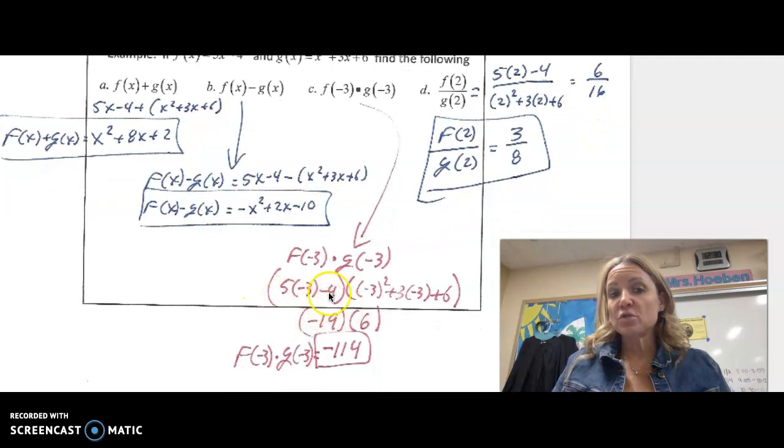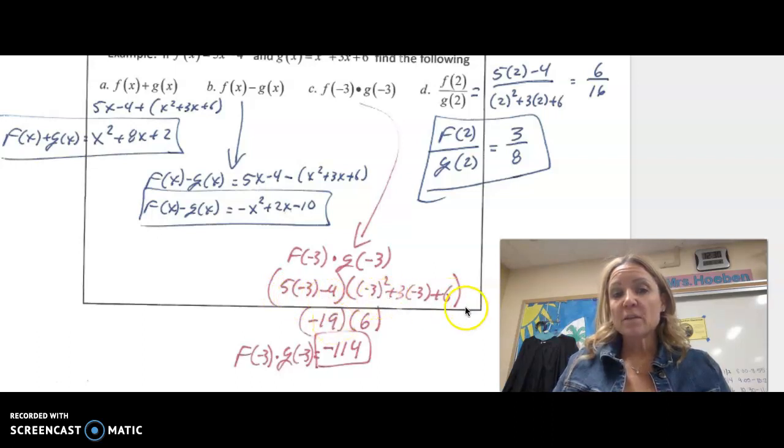Okay, so we have two huge sets of parentheses, we have some exponents, we have some multiplying, and some adding and subtracting. Okay, so for this first set of parentheses, we're going to multiply first. 5 times negative 3 is negative 15, and negative 15 minus 4 is negative 19.